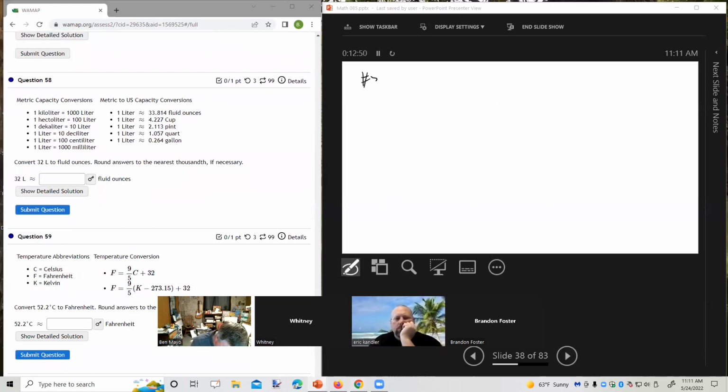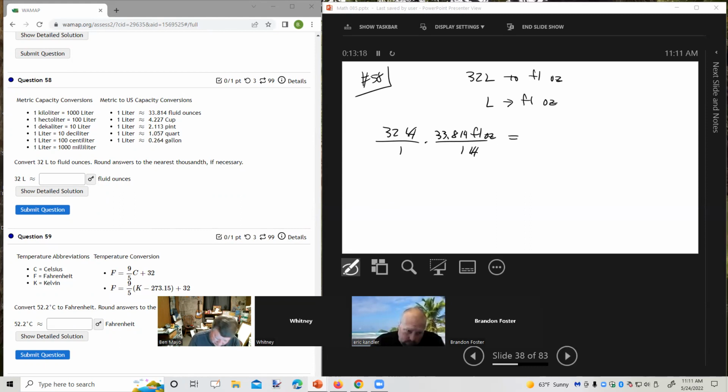58. Convert 32 liters to fluid ounces. All right, 32 liters to fluid ounces. I'm going to go from liters. Let's see, fluid ounces. I can go straight there. So 32 liters, 1 liter, 33.814 fluid ounces. Common units of liters cross out. 32 times 33.814.